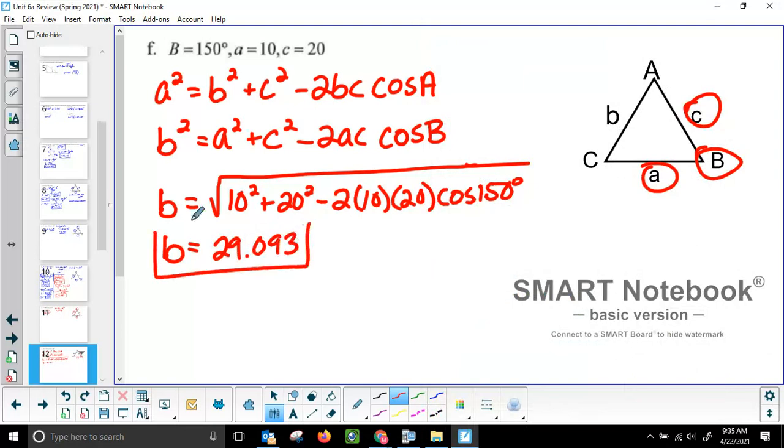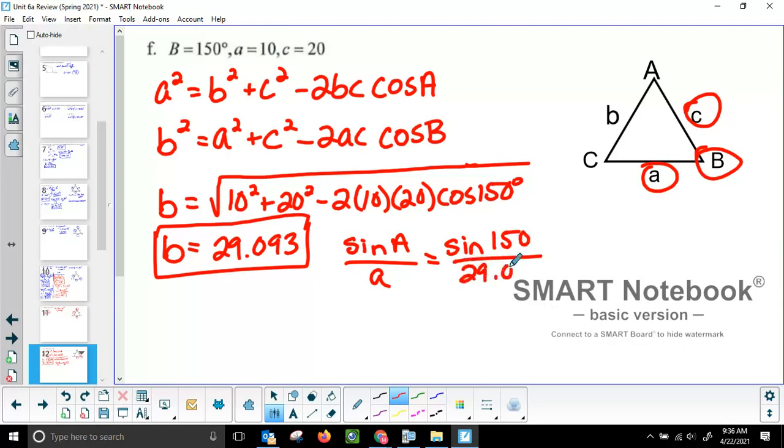Whenever I use law of cosines, I always immediately follow with a law of sines. I want to find my smaller angle, which, because 10 is my smaller side, A is going to be my smaller angle. So I'm going to say sine of A over A is equal to sine of B over B. And we have to use this, so it is what it is. And of course my A was actually given to us, which is 10.